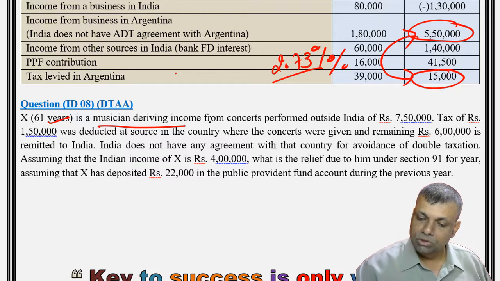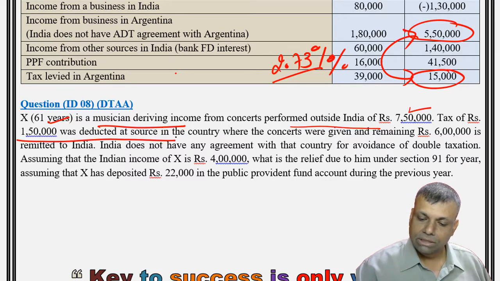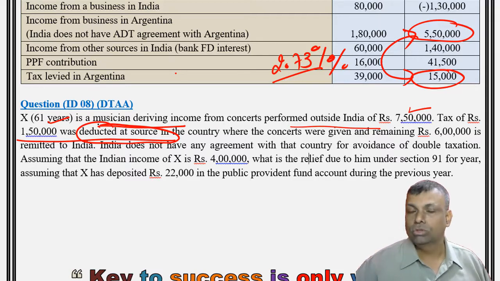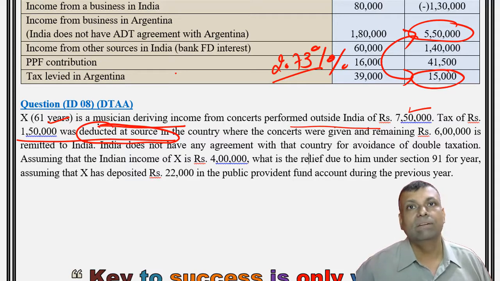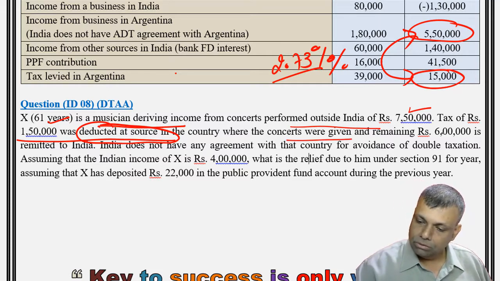X, 61 years, is a musician deriving income from concerts performed outside India. The amount is 7,50,000. Tax of 1,50,000 has been deducted at source in that country. One note is always required here: the moment there is a TDS in that country, it is assumed that this TDS is the payment of tax of that country. Put differently, this TDS is not a refundable amount. Where the concerts were given, the remaining 6 lakhs is remitted to India.